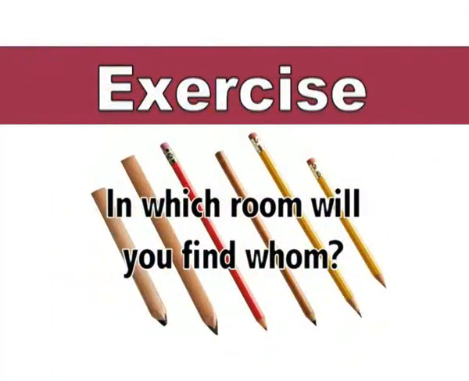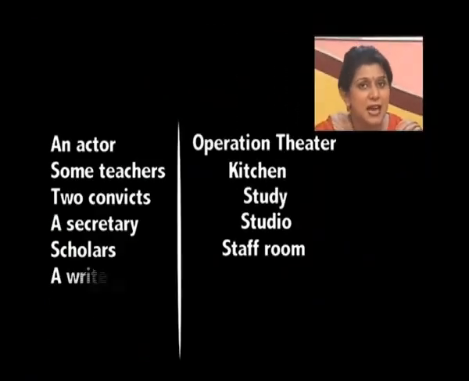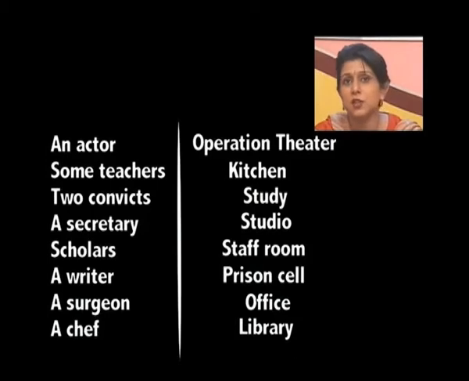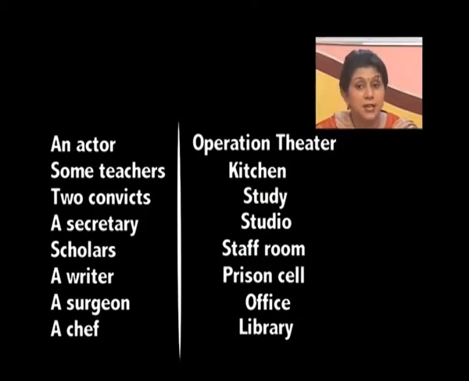Okay, now let's do a fun exercise. Now what I'm going to read out is the names of certain people, and you have to find out in which room will you find that person. The options are already given in your workbooks, so listen carefully and choose the right option. I'll help you with the first one. An actor. Look carefully at the options in front of you. Where are you going to find an actor? Yes, the correct option is studio.